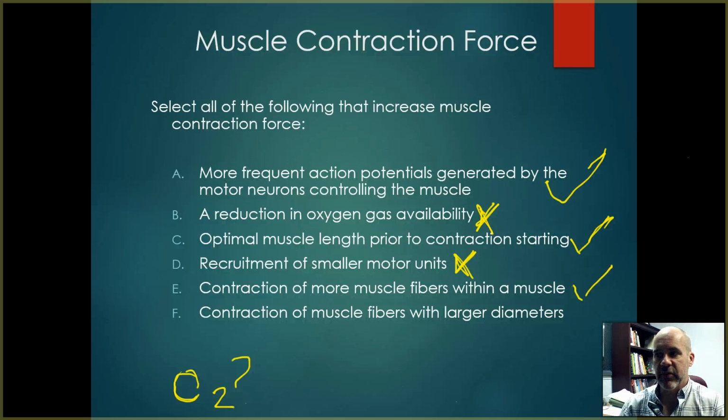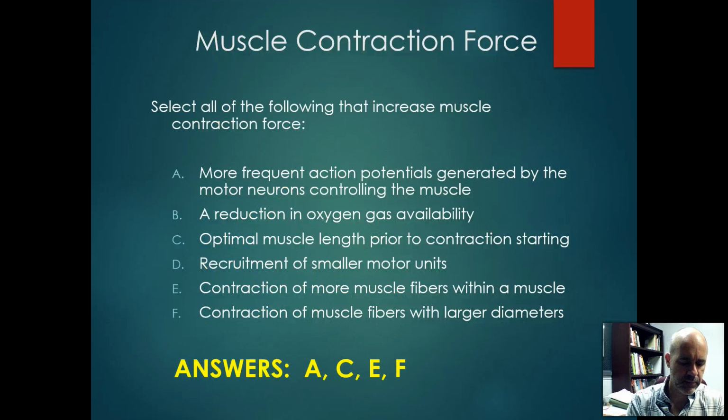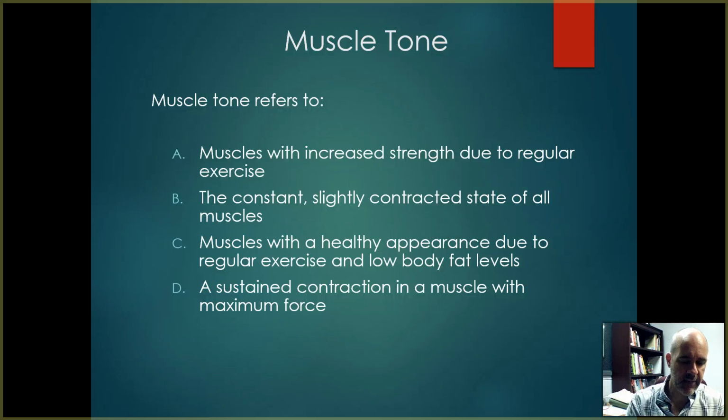Contraction of muscle fibers with larger diameters. Yes, muscle fibers with larger diameters are going to have more actin and myosin inside them, so there's going to be more cross-bridging going on. They're going to be able to generate more forceful contractions. So there we had A, C, E, and F as an answer.